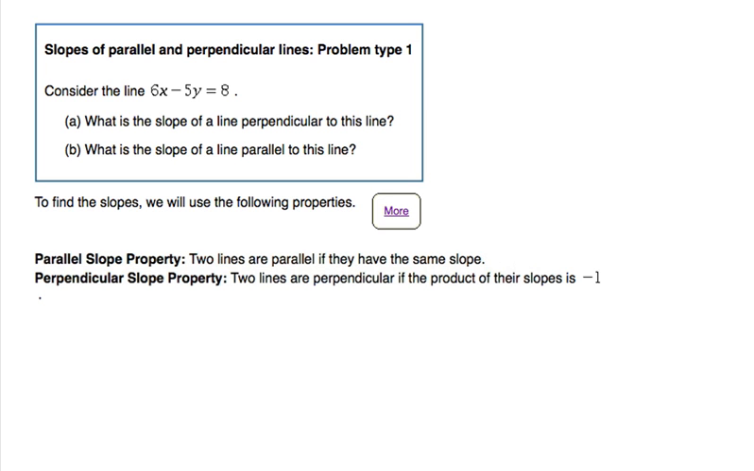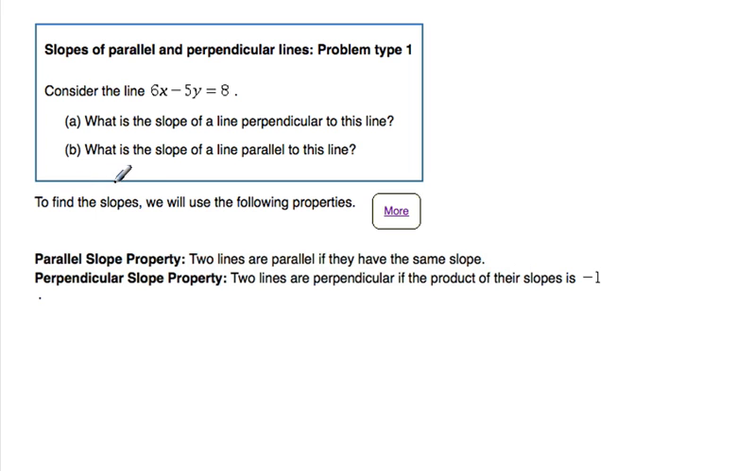All right, our first problem is from Module 5, and it's slopes of parallel and perpendicular lines, problem type 1. We consider the line, the equation 6x minus 5y equals 8, and we're asked to do two things. A says, what is the slope of a line perpendicular to this line? And B says, what is the slope of a line parallel to this line?